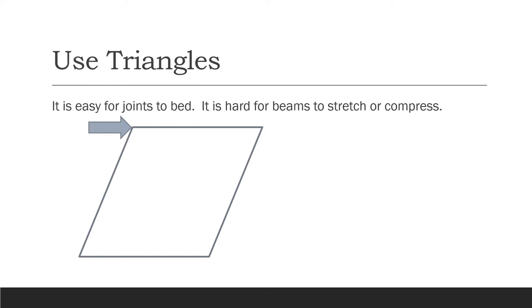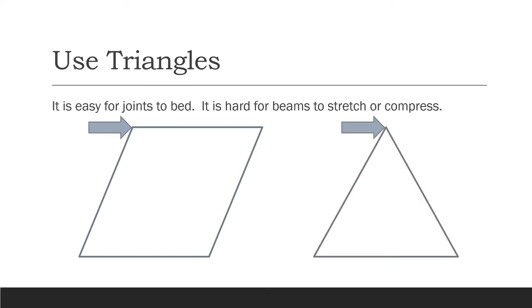Now imagine that you have a triangle and you place a shearing load on the triangle. Well, in order for the triangle to shear, one of the beams would have to lengthen, or one of them would have to compress, and that's pretty hard to do. So even though this triangle has a shearing load on it, it doesn't go anywhere. That makes triangles pretty strong relative to their weight. So if you need to build something that's strong and lightweight, triangles are a good way to do it.